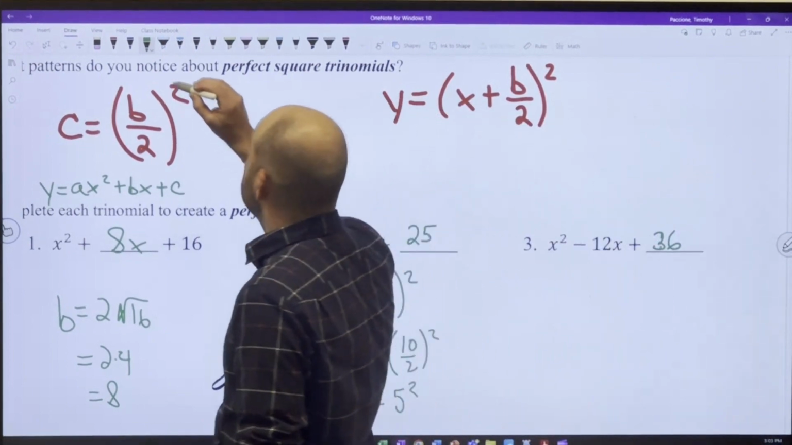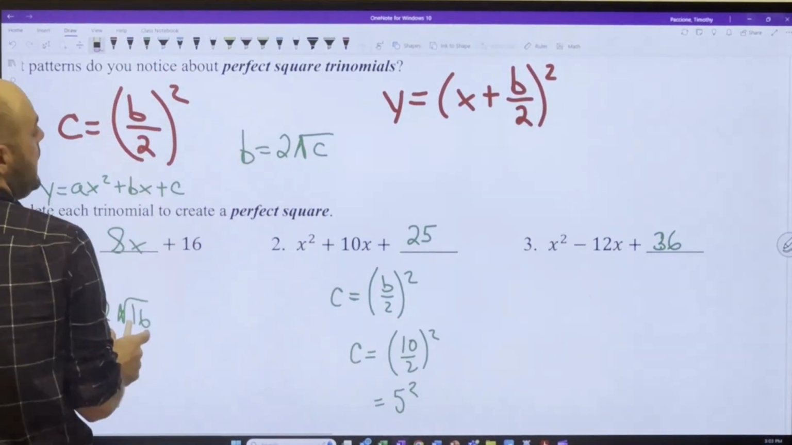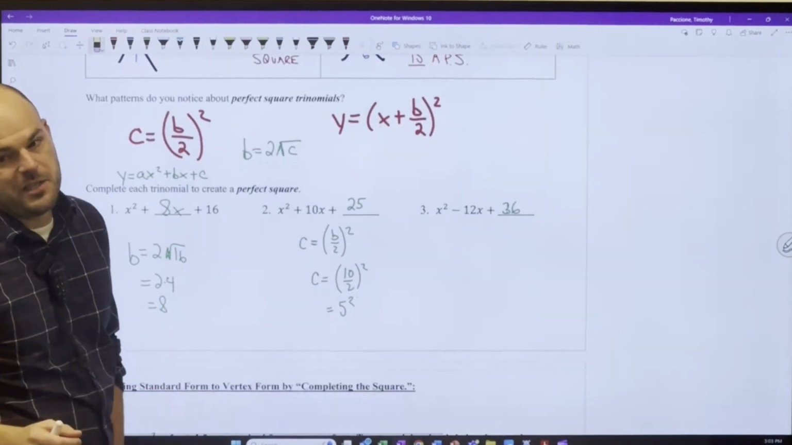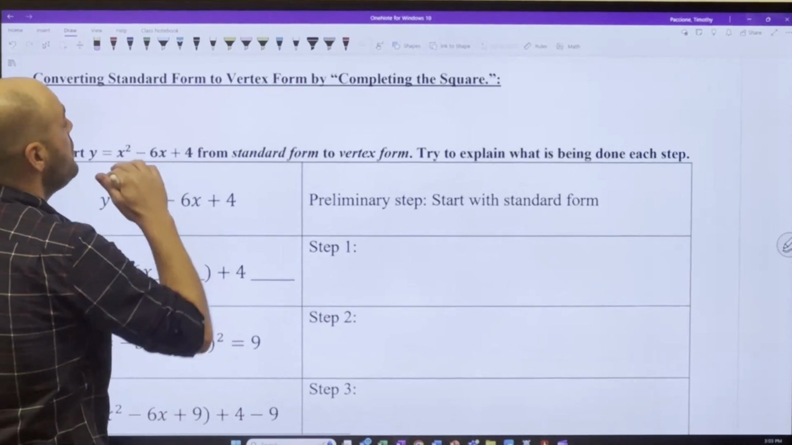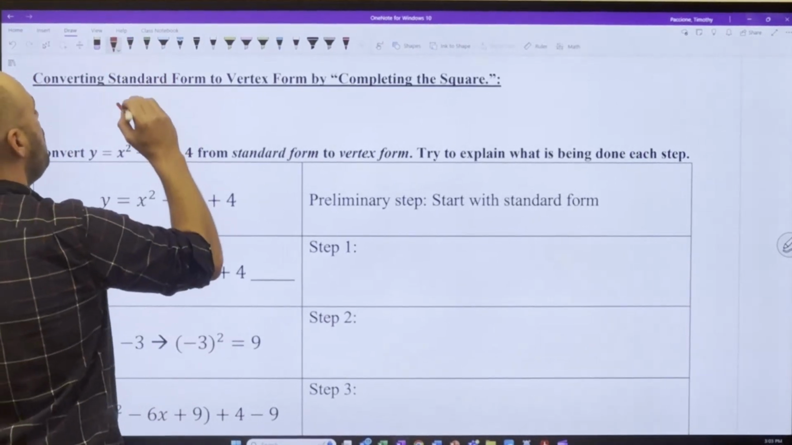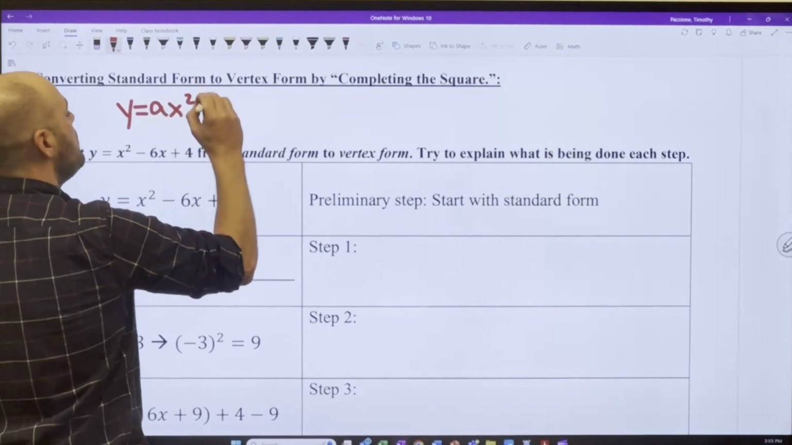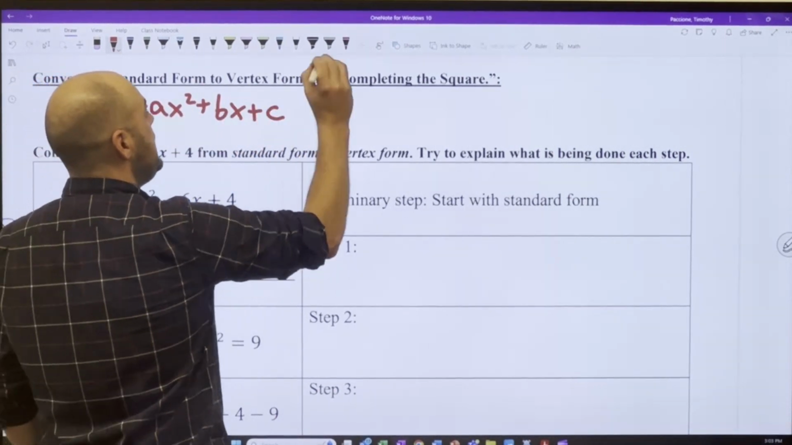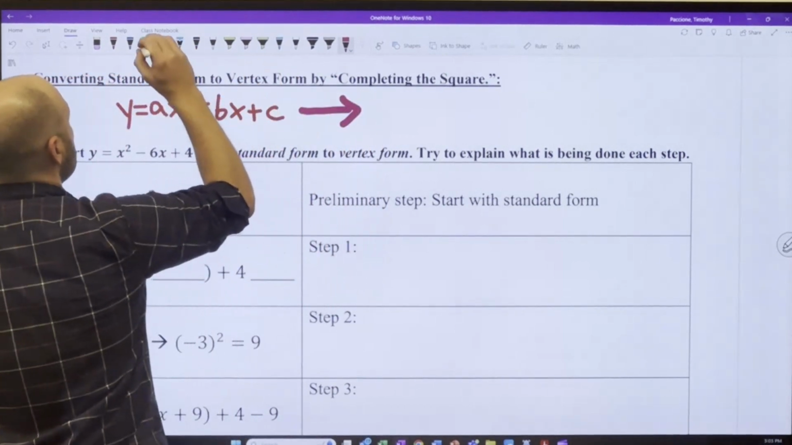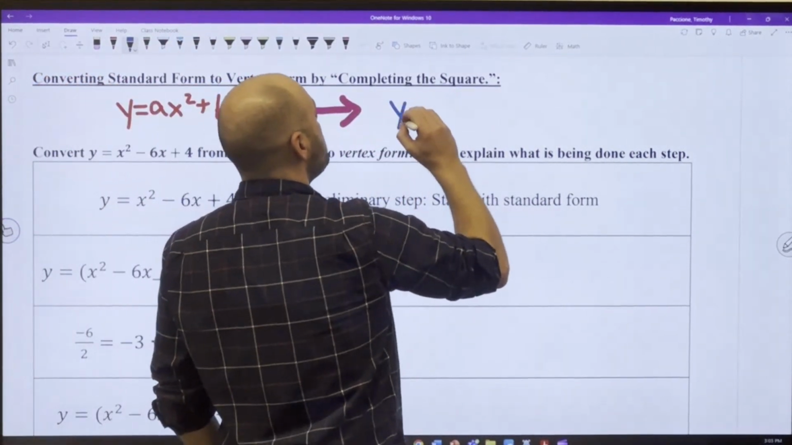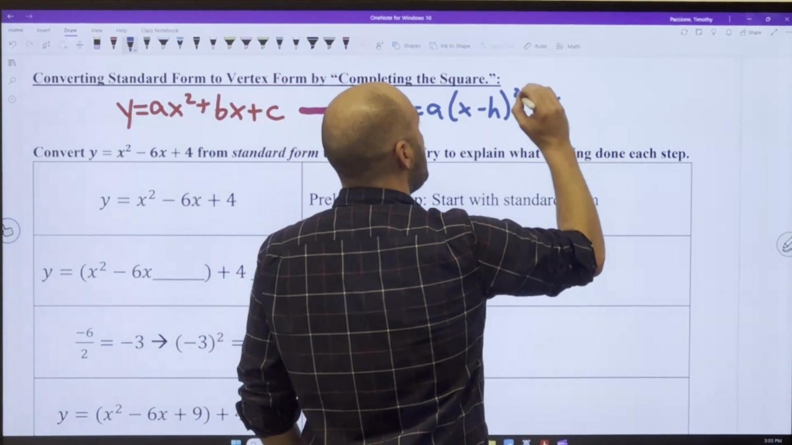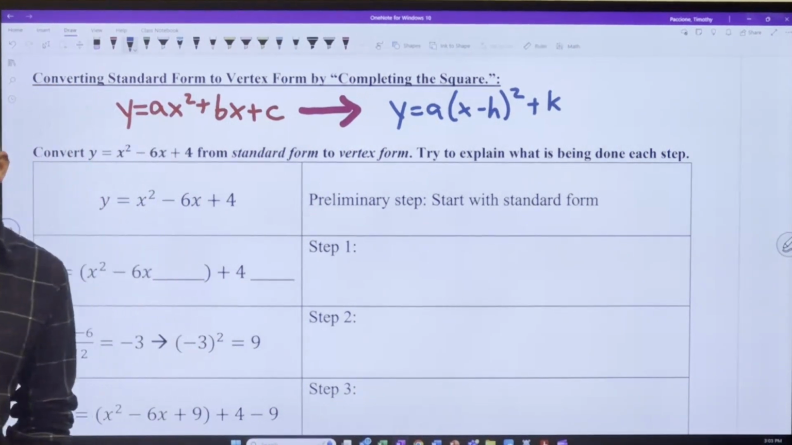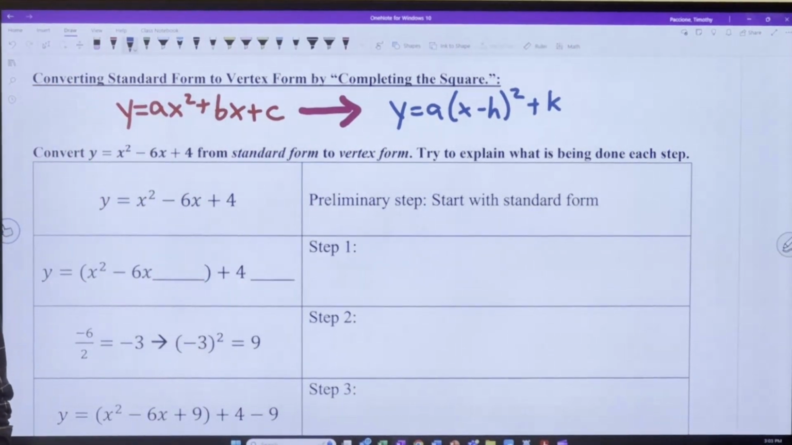Right? Okay. So, why do we care? I know you ask yourself that all the time. All right. Why do we care? Because we want to use this to convert standard form to vertex form. So we're going from y equals ax squared plus bx plus c, and we're trying to get to y equals a times (x minus h) squared plus k. And we're going to use completing the square, meaning perfect squares, in order to get there quickly.